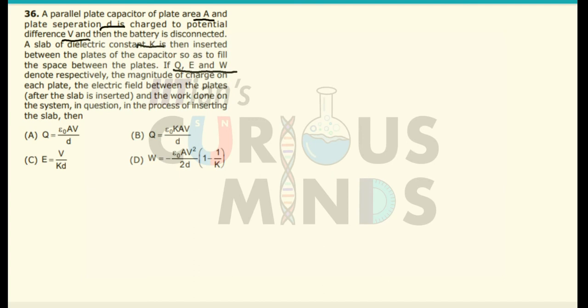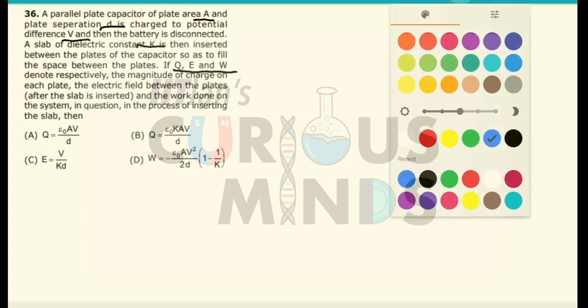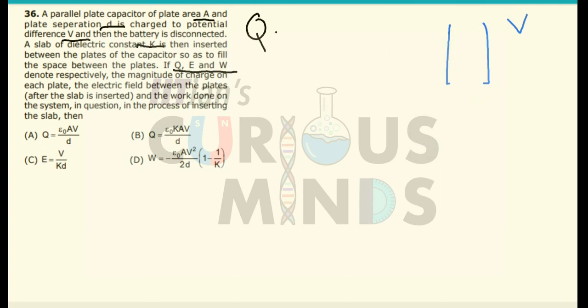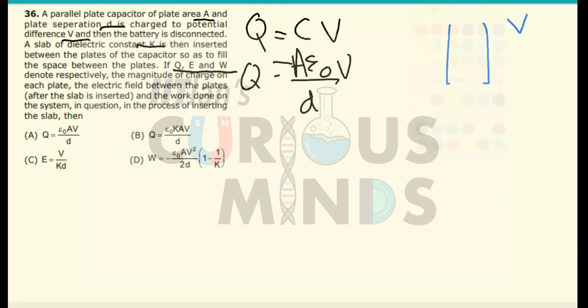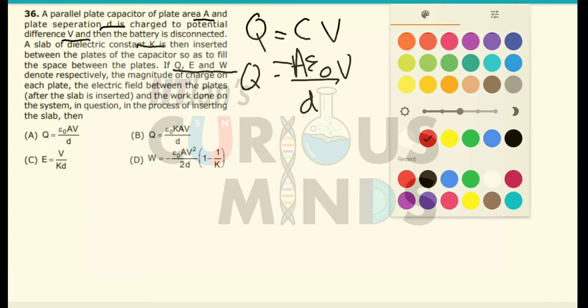Now first of all, the total charge does not change even if I insert the dielectric. The total charge, by the law of conservation of charge, will remain the same. If I take a capacitor and charge it with V, the total charge on this capacitor will be C into V, that is A epsilon naught divided by D into V. Even after I insert a dielectric of dielectric constant K, the charge still remains the same.